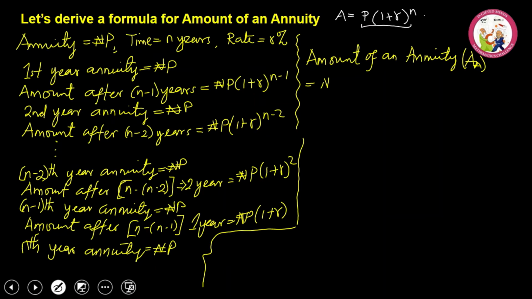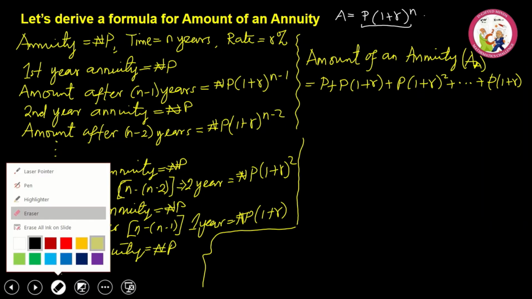which I will represent with the symbol AA, will be equal to the nth year annuity, P naira. Let's ignore the naira sign and put it in at the end of the whole process. So P, because the amount can be in any currency, so P plus P times 1 plus r plus P times 1 plus r raised to power 2 plus dot dot dot plus P times 1 plus r raised to power n minus 1.